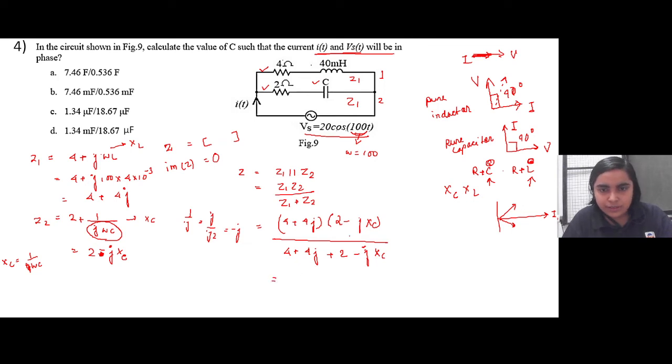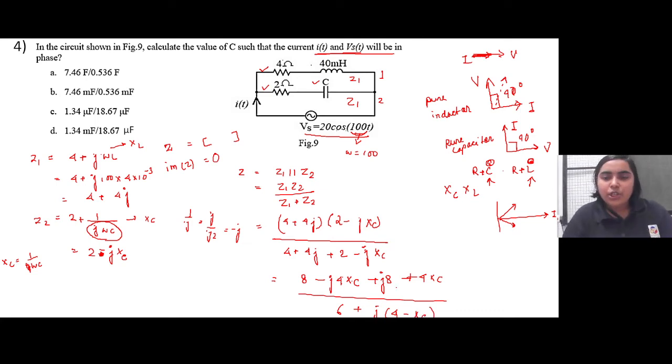So if we just multiply this, 8 minus 4xc plus j into 8 minus j into j. j is minus 1, j square is equal to minus 1, so this will add to this, so it will be 4xc. And the denominator will be 4 plus 2, 6, plus j into 4 minus xc.